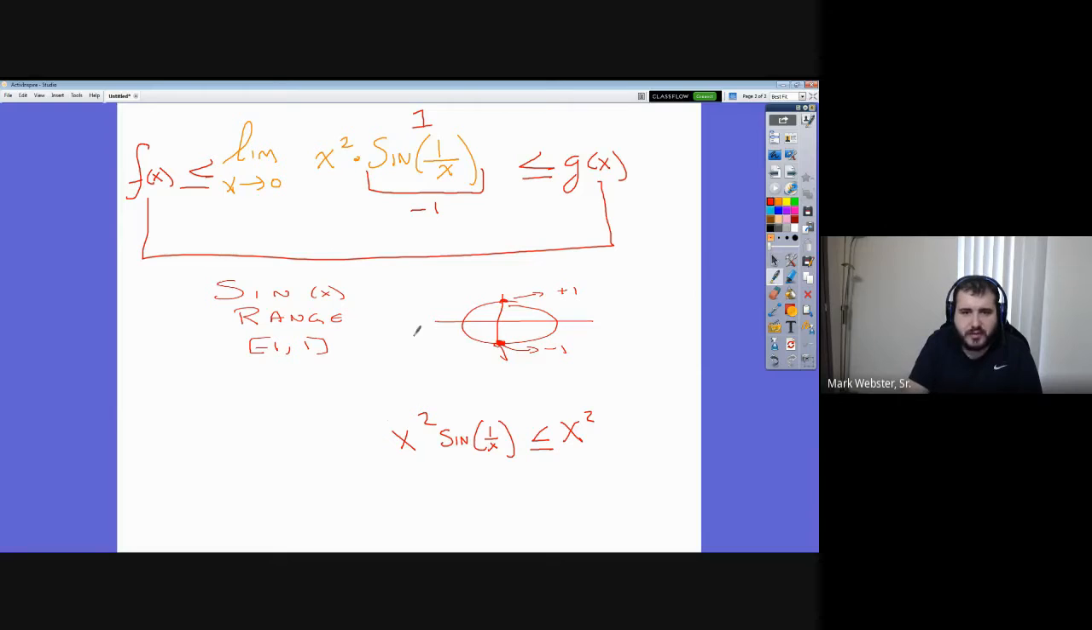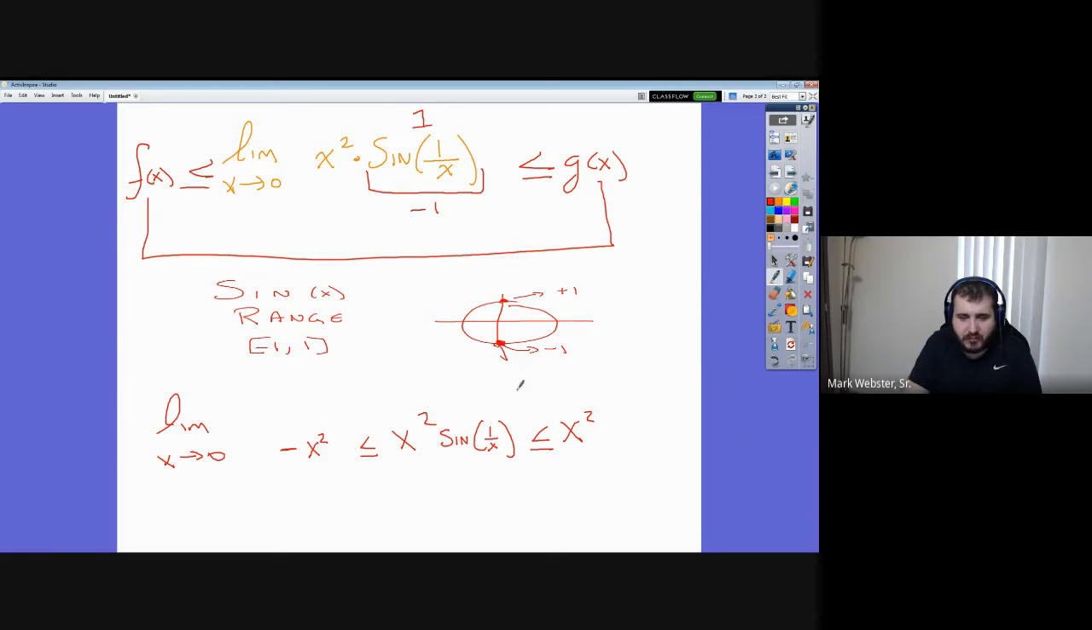And then the same thing with -1. If the least that sine can ever be is -1, then this is the least that this could ever be, ever. So if this is true, which it is, then we can take the limit as x goes to 0, because that's what we're trying to find, right? We're trying to figure out what this is at 0, and we can't do it just by itself.